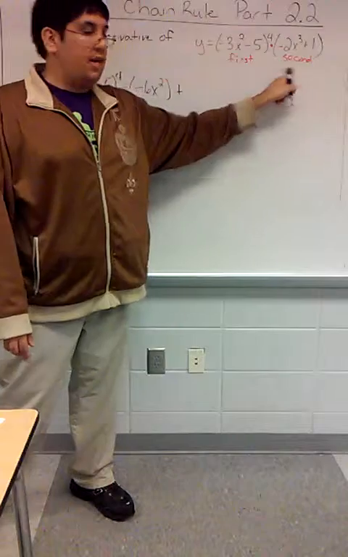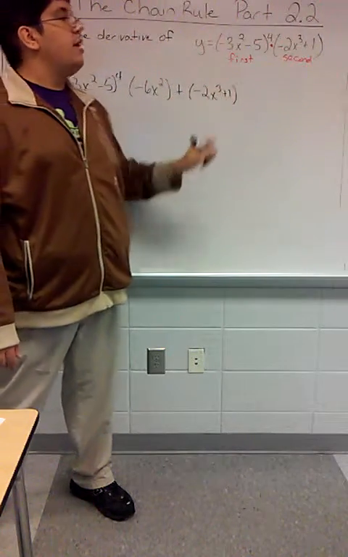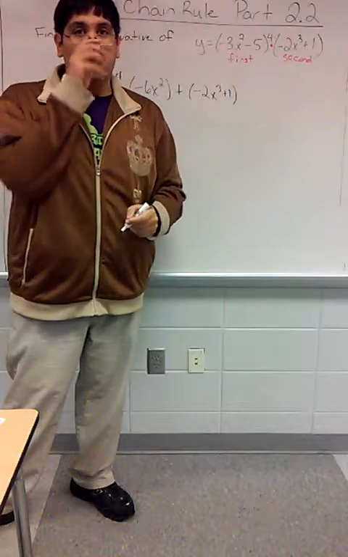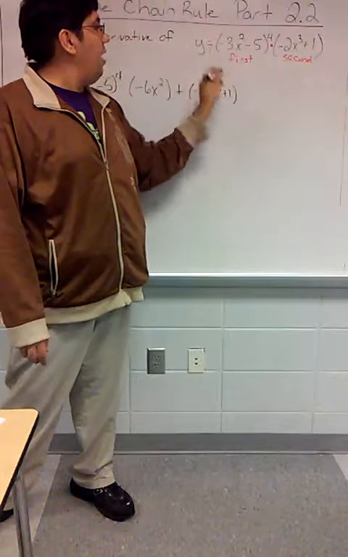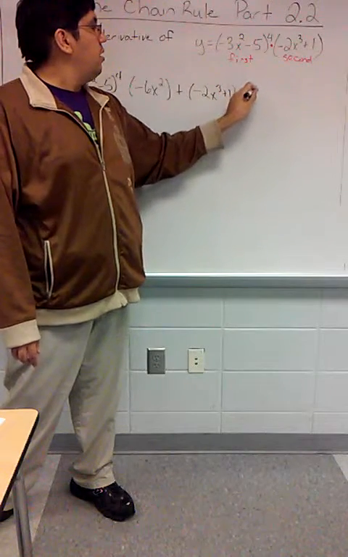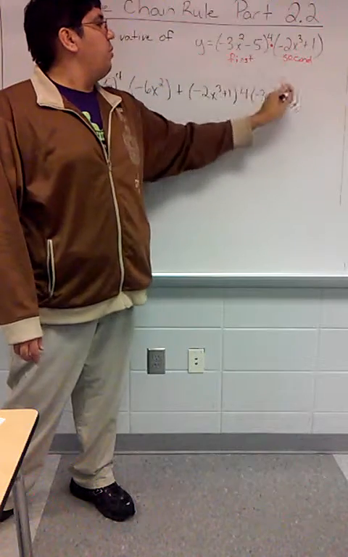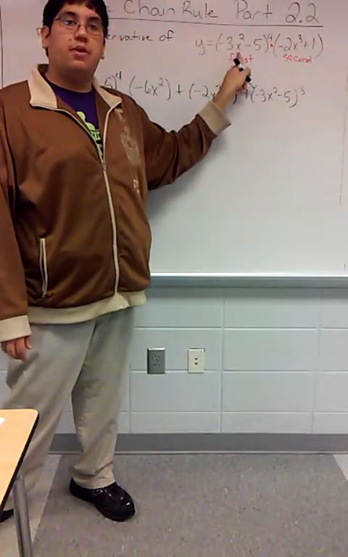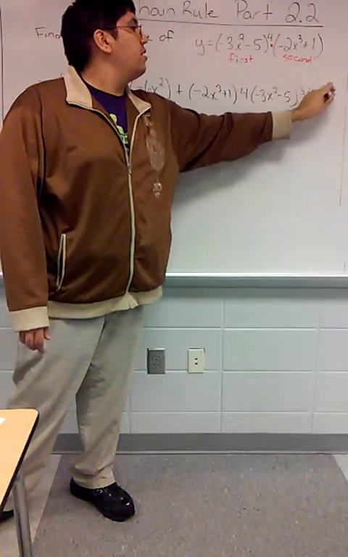plus the second, which is negative 2x cubed plus 1, times the derivative of the first, which we're going to have to use the chain rule to find the derivative. Bring the power out in front, leave what's in parentheses alone, drop the exponent down by 1, and take the derivative of what's inside the parentheses, which would be negative 6x.